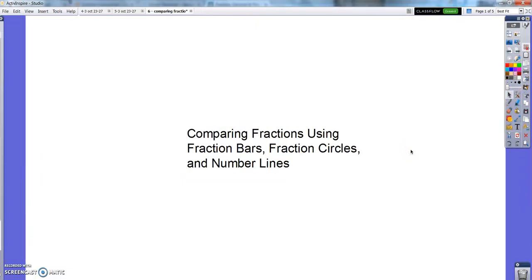Good evening, fourth grade. Tonight's lesson is on comparing fractions using fraction bars, fraction circles, and number lines. So please mark this as the title of your next free page in your math notebook. After you've titled it, unpause the video and close your notebook and just concentrate through the I do part.